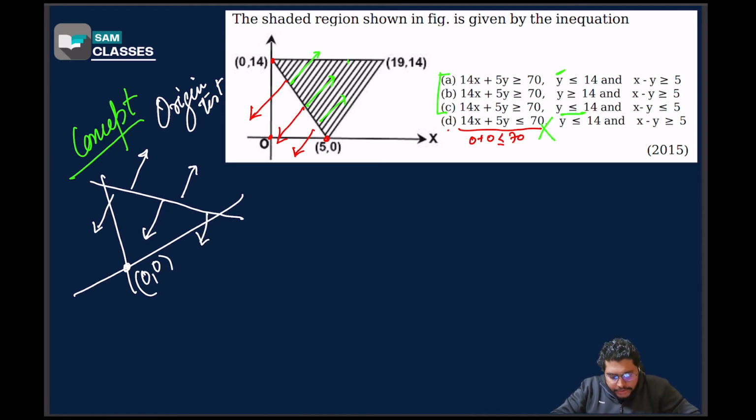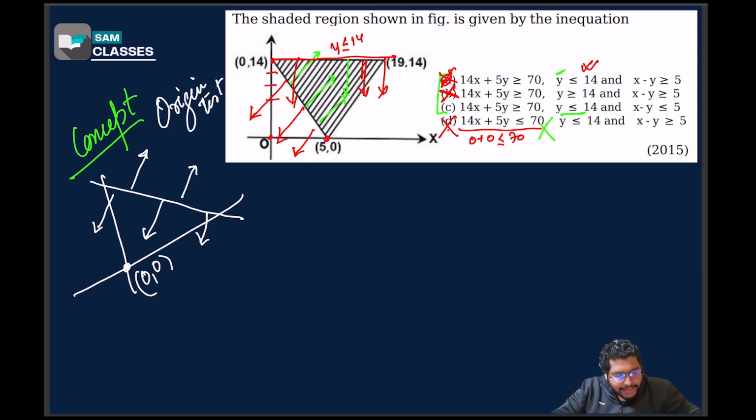See, this region is shaded downward. If you see this region, this is my y less than 14 region. So y less than 14 means the values which are less than 14, like 13, 12 and all. So it will be y less than 14. So this one gone. This one also gone. This one is y less than 14, so this one will be there. This option B gone. So we got B and D eliminated. Now C and this one.